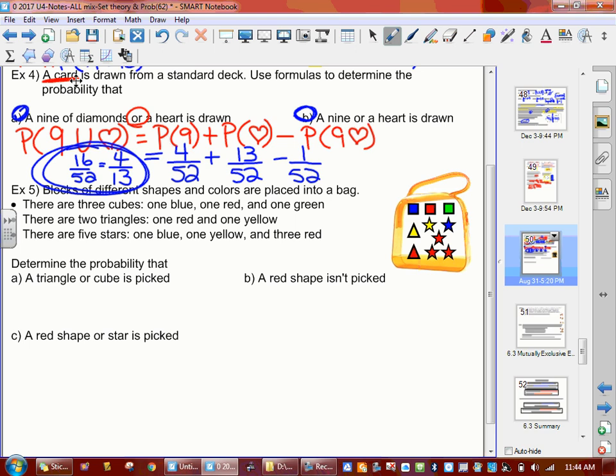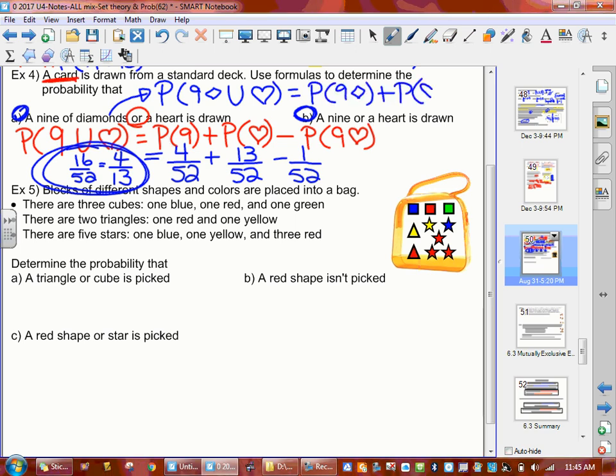But the next one, A, the very first one, said we want a 9 of diamonds. How many 9 of diamonds are in the deck? 9 of diamonds? That's one specific card. There's only one 9 of diamonds. So for number A, probability of a 9 of diamonds or a heart. Well, that's going to be probability of the 9 of diamonds plus the probability of a heart. Okay, so there's the work for that.